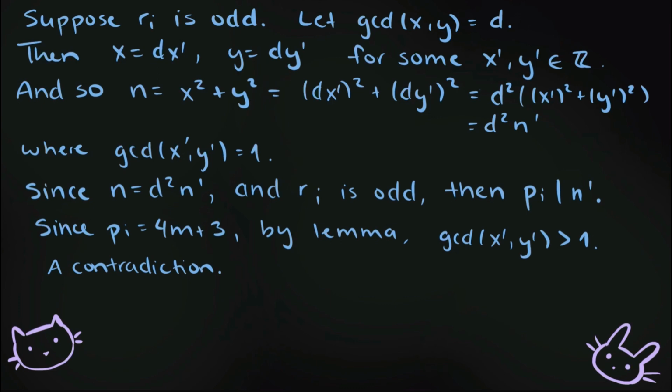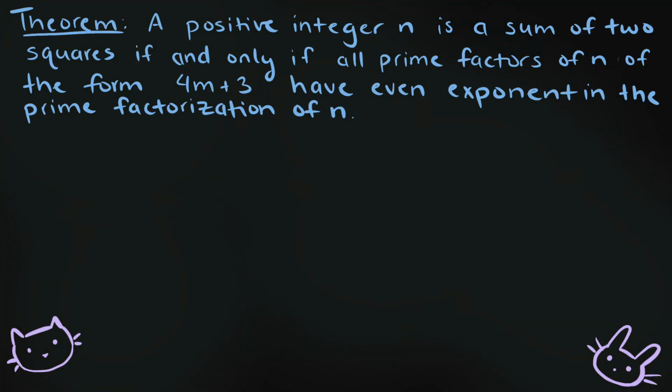So let me remind you what we just proved. If we wrote out the prime decomposition of n as p1 to the r1 times up to pk to the rk, and if we suppose one of the pi's is of the form 4n plus 3 and it has an odd exponent, we got a contradiction. So it means if pi is of the form 4n plus 3, it has to have an even exponent. Okay, so now we have to prove the backwards direction.